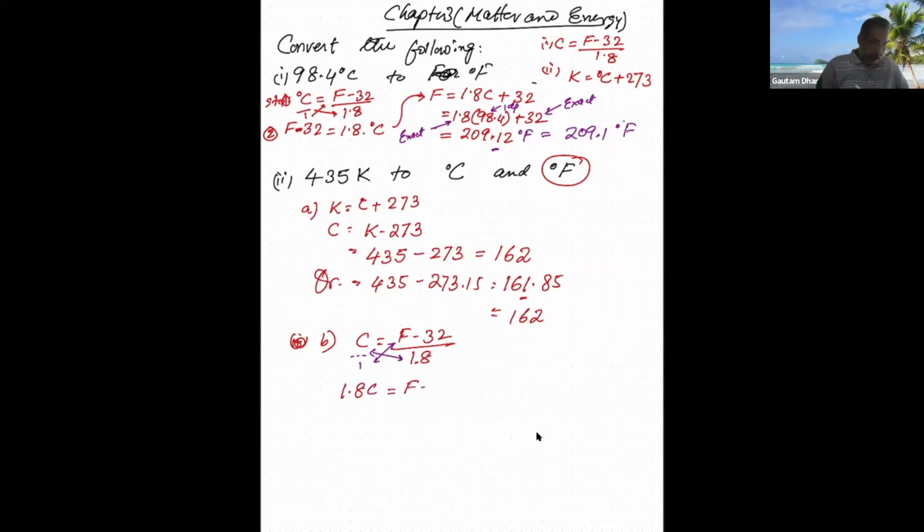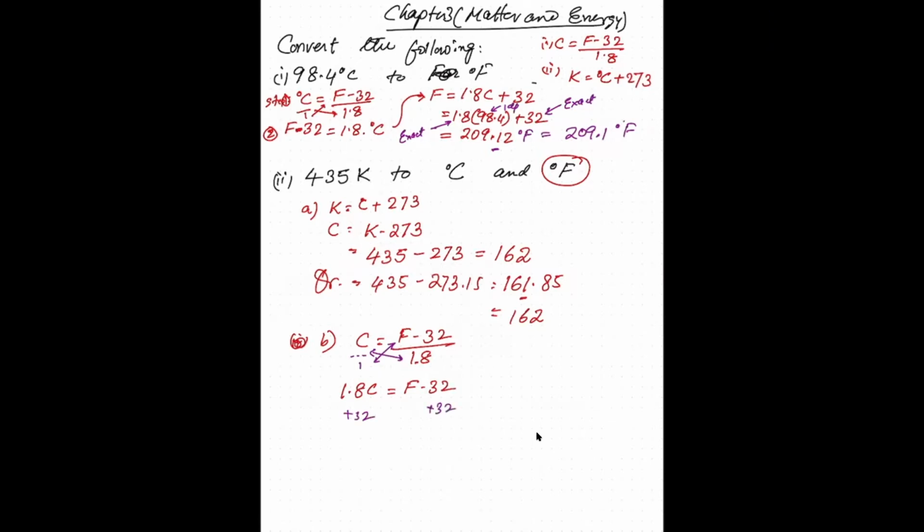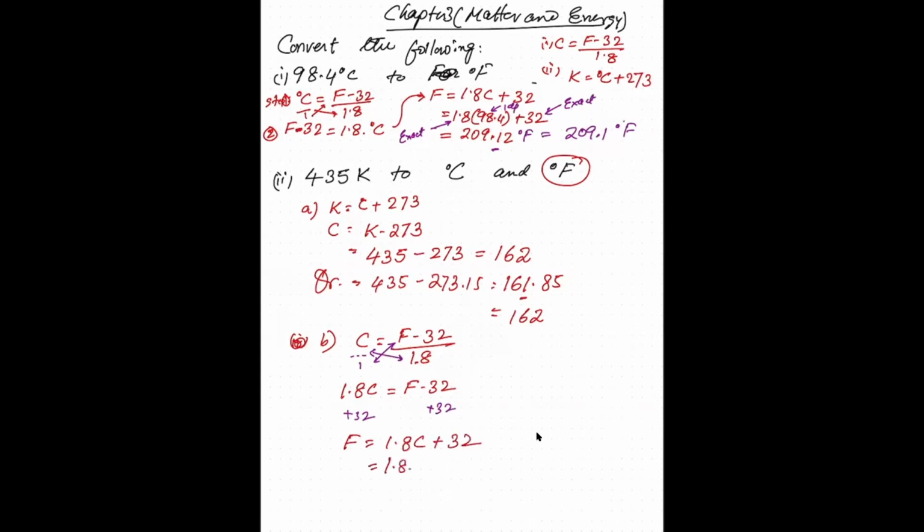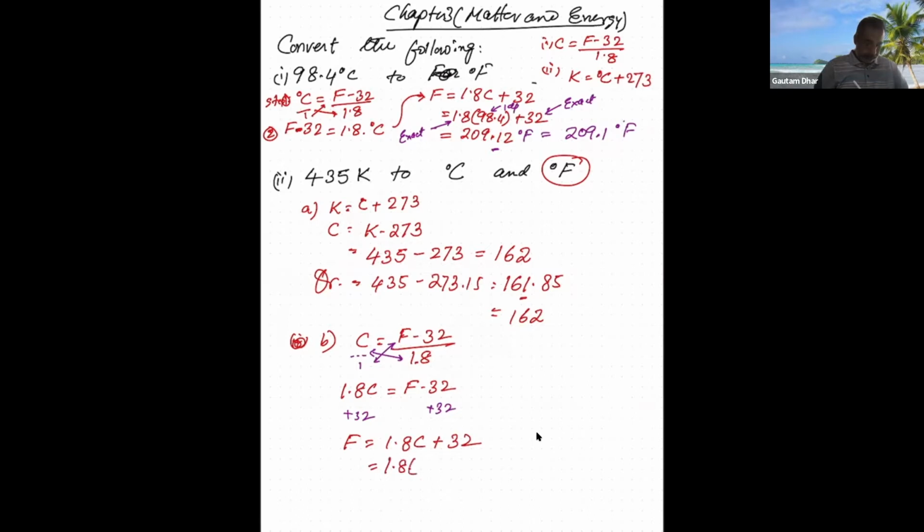If I remember one formula, all I have to do is rearrange it. So don't just remember many formulas of the same thing. If I add plus 32 on both sides, it is basically the same as taking the 32 to the other side. So what you get is F equals 1.8 C plus 32, because you isolated the Fahrenheit. And our C is 162.